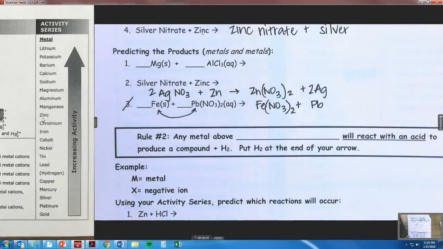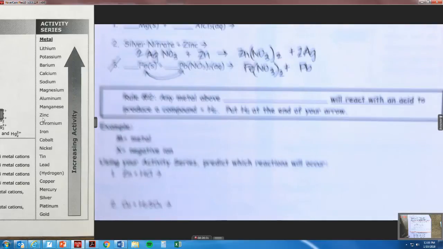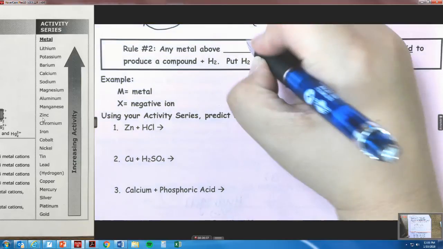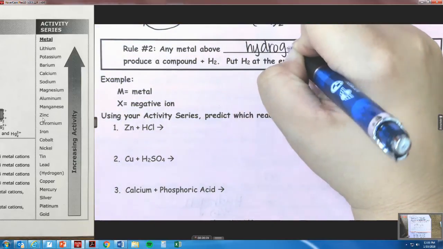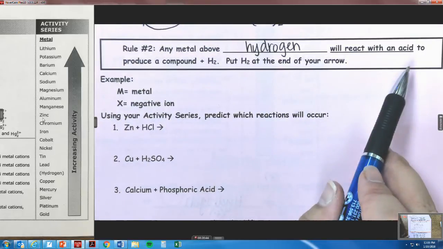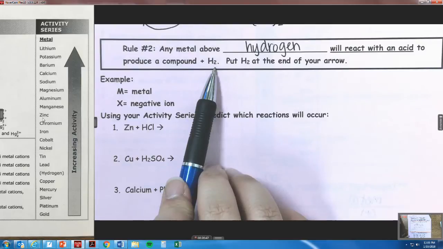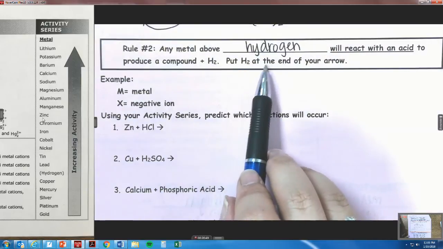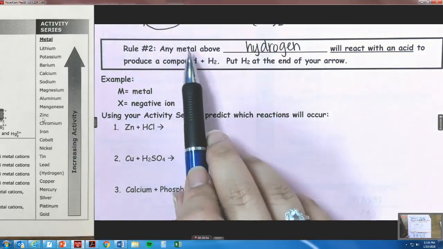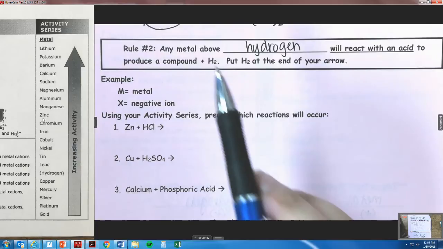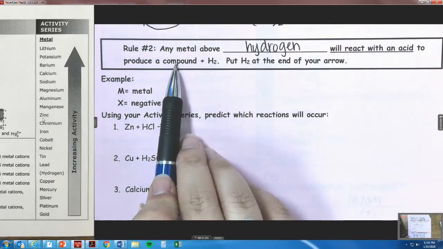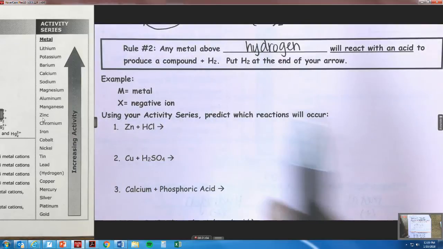Rule number 2: any metal that is above hydrogen will react with an acid to produce a compound plus hydrogen. Then put a hydrogen at the end of your arrow. So basically it's saying that if you have a metal that reacts with an acid, you're going to have a compound and hydrogen as your products.